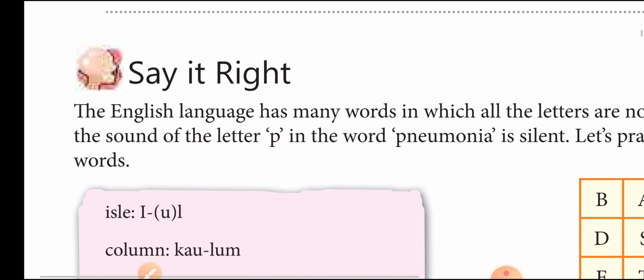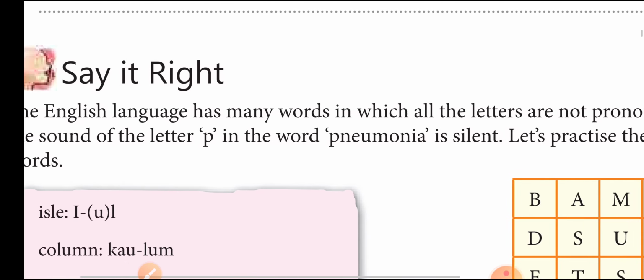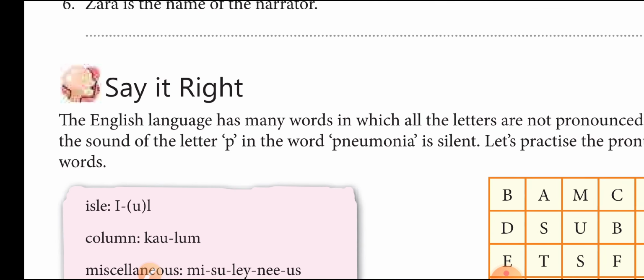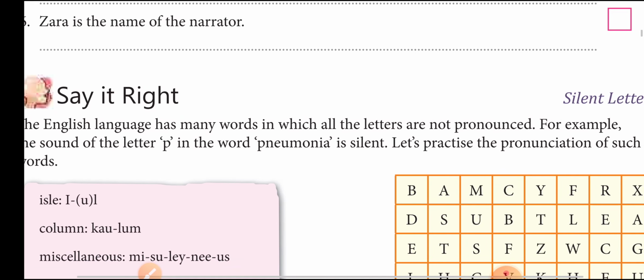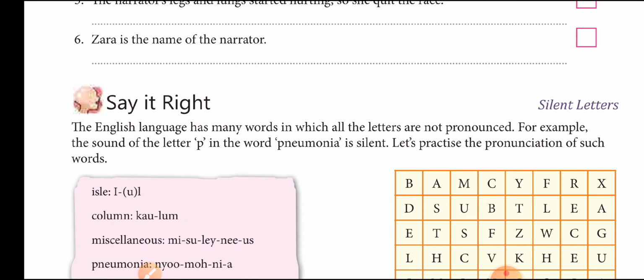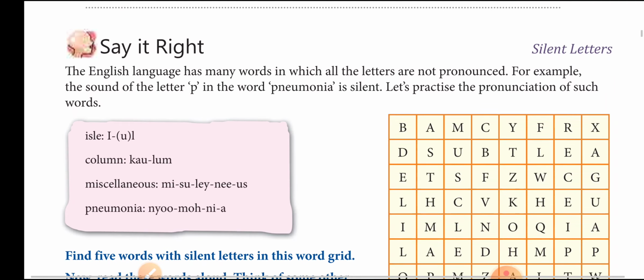Second activity is Say It Right. The English language has many words in which all the letters are not pronounced. For example, the sound of letter P in the word pneumonia. This is not pneumonia, it is pneumonia. So this is the spelling of pneumonia, P-N-E-U-M-O-N-I-A, where P is silent. Okay, so today on this page we will see the silent letters.